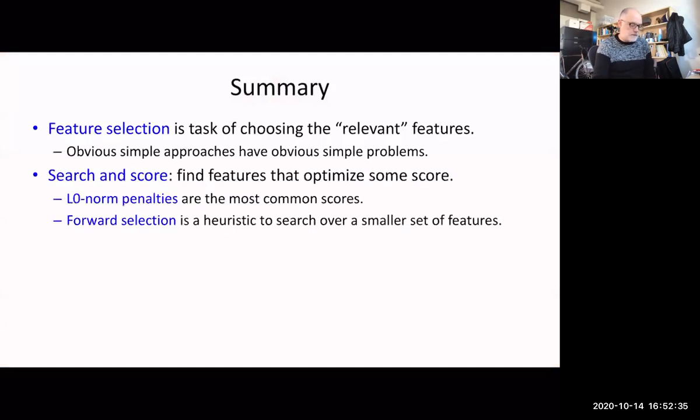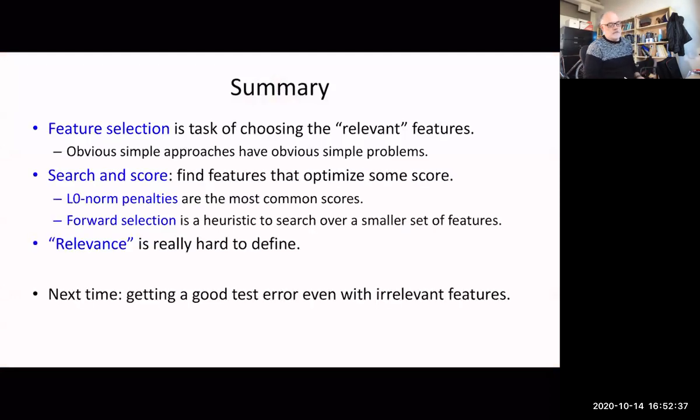But in summary, we're running out of time, so let me wind up. Feature selection, the task we considered today, is the task of choosing the relevant features, whatever they are, where relevance is complicated to define. There are some obvious simple approaches, and they have obvious simple problems. Search and score is what you really do. You find features that optimize a score. L0 norm penalties are the most common scores, and forward selection is probably used the most. It's a heuristic to search over a smaller set of possible models.